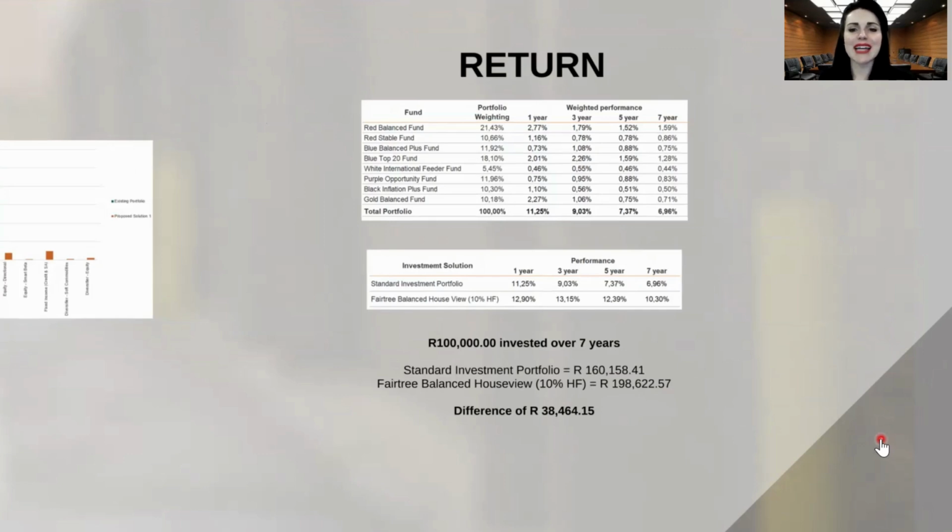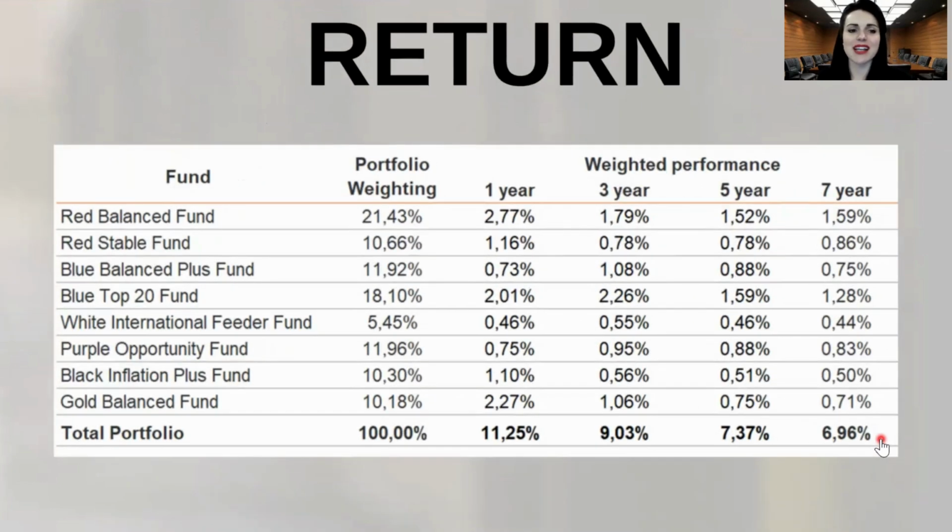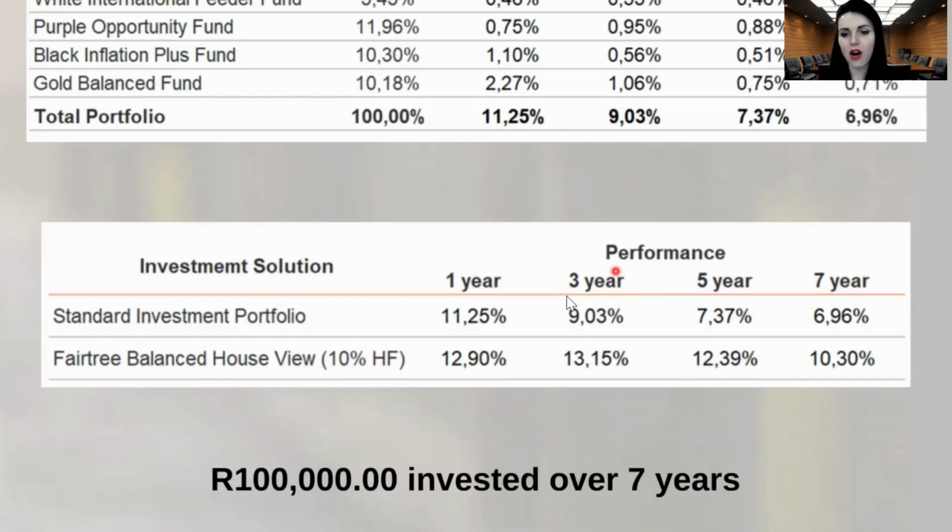So let's look at the return, and this is actually quite remarkable. You'll see this is the return of the standard portfolio. Once again, looking at the 7-year return, almost 7% over the 7 years weighted performance. Of course, we're looking at 7 years and not over 1 or 3 or 5 years, because it is a retirement annuity, so we need to take a long-term view on this.